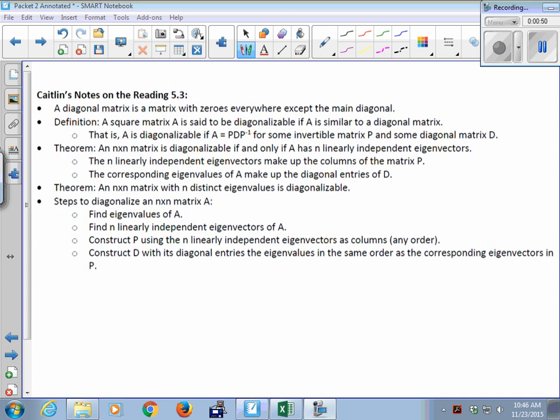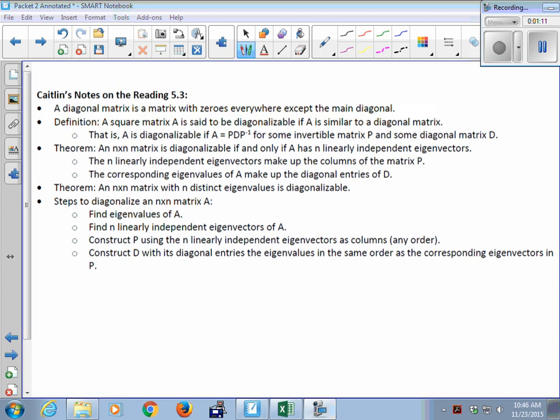All right, let's look at the notes from the 5-3 reading. Okay, so the definition of a diagonal matrix is a matrix that has zeros everywhere except on the main diagonal. A square matrix A is diagonalizable if you can write it as PDP inverse, where D is diagonal and P is some invertible matrix.